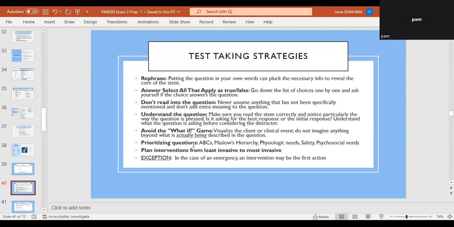And then you have prioritizing questions. You have your ABCs: airway, breathing, and circulation. Then you have Maslow's hierarchy: the physiological needs, safety, and psychosocial needs. And then plan interventions from the least invasive to the most invasive. So we always want to start from the least invasive. Of course, there is always an exception: in the case of an emergency, an intervention may be the first action. You just have to read the questions correctly.